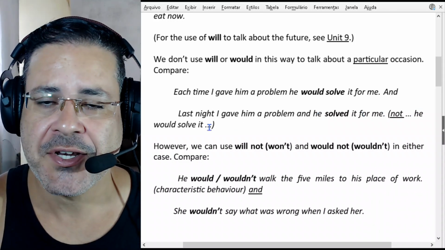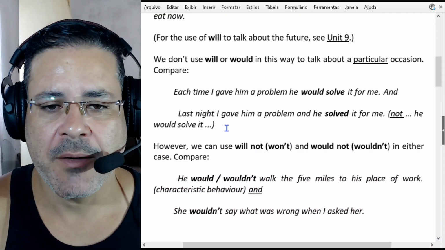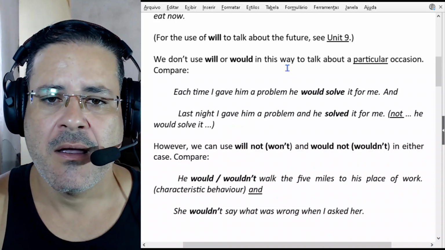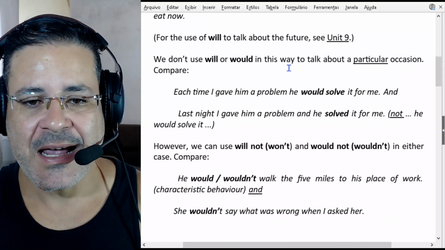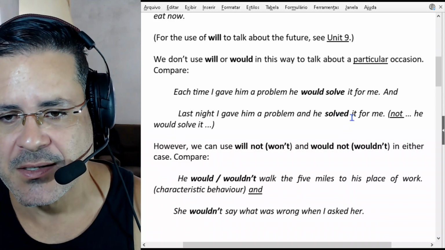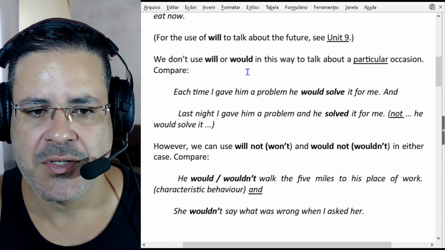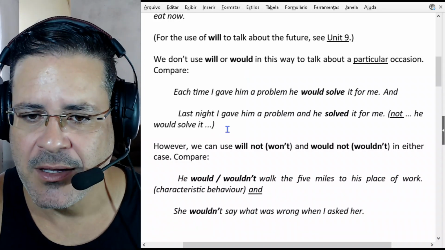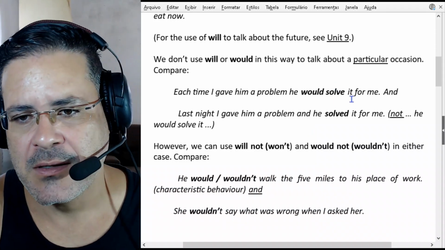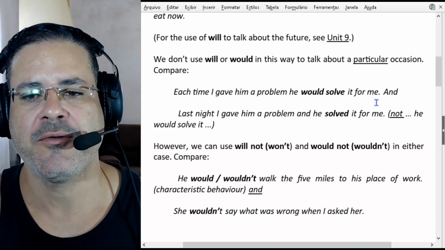Compare. We're not talking about characteristic behavior or habits. It was a singular past event. It was a particular occasion. Last night I gave him a problem and he solved it for me. It's in the past simple. We don't use would in that case. It wasn't a habit. A habit is like the previous example. Again, each time I gave him a problem, he would solve it for me.